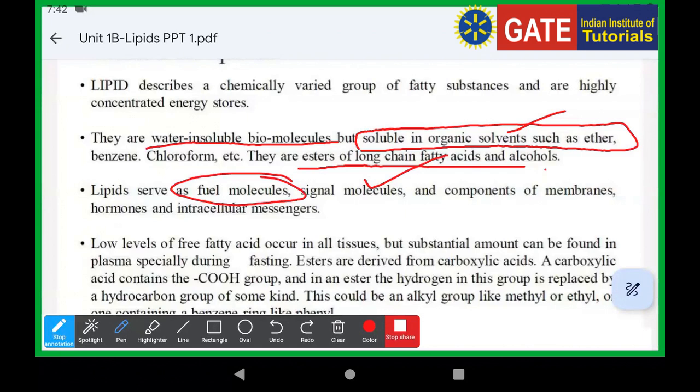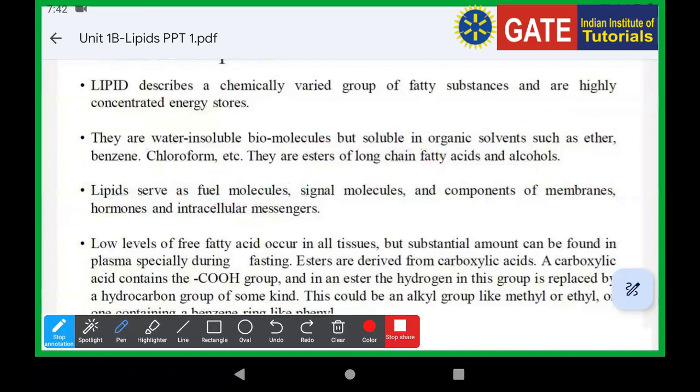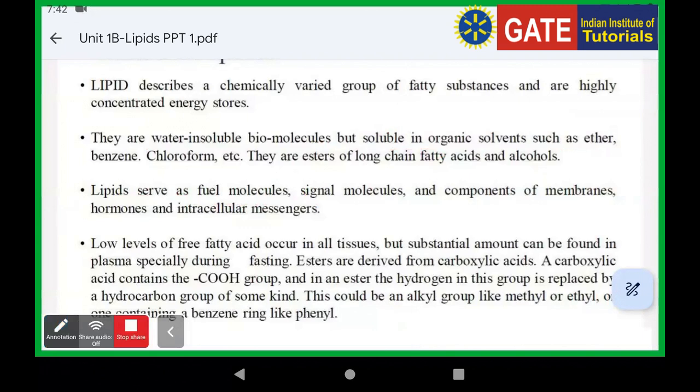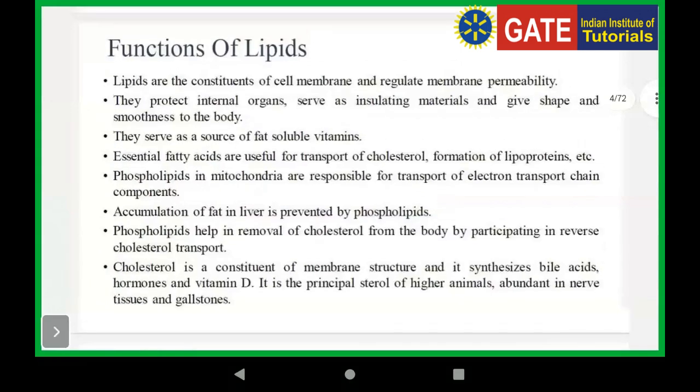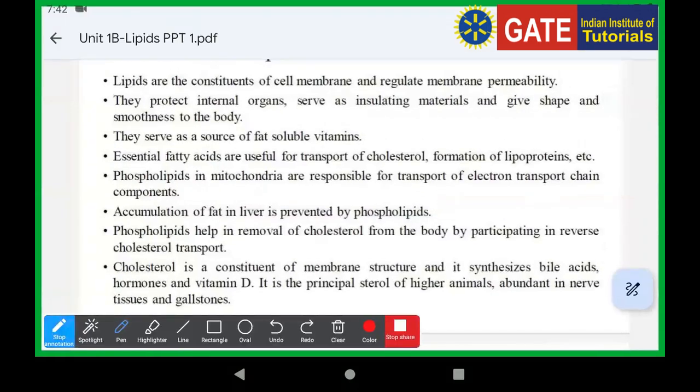Lipids are also fuel molecules, meaning they are energy storage molecules. Some lipids are responsible for hormone synthesis, and some lipids are intracellular messengers. Lipids are generally made up of carbon, hydrogen, and oxygen elements, but the number of oxygen atoms is very limited. Lipids are the constituents of the cell membrane. Lipids regulate the membrane's permeability. They allow only certain molecules, and lipids diffuse only hydrophobic molecules.